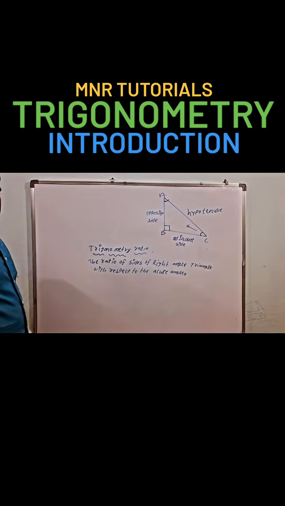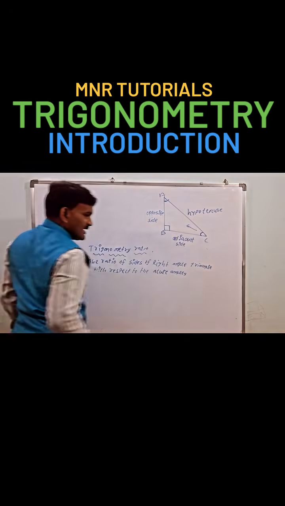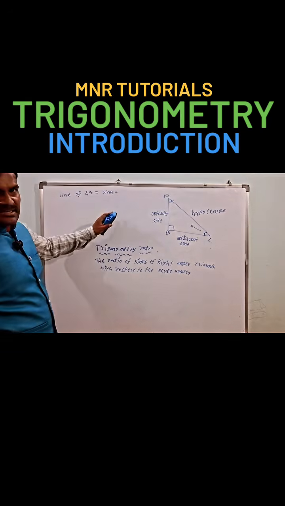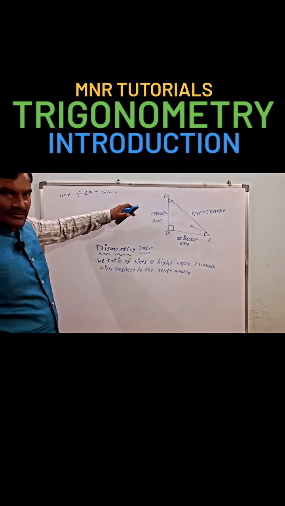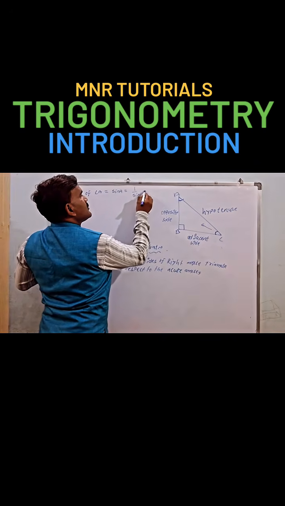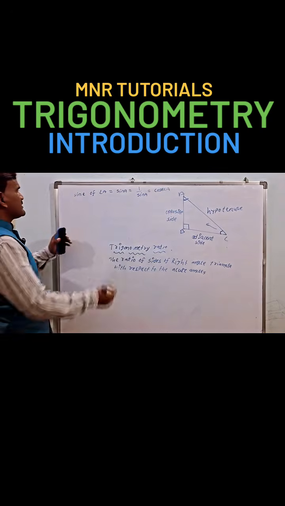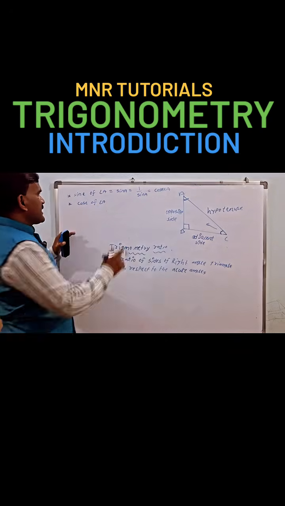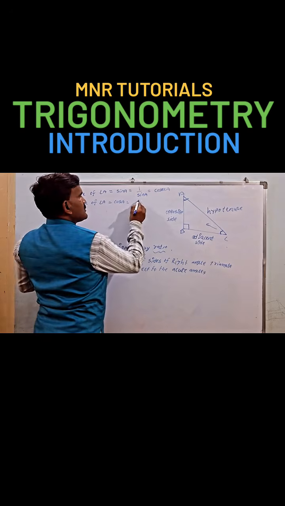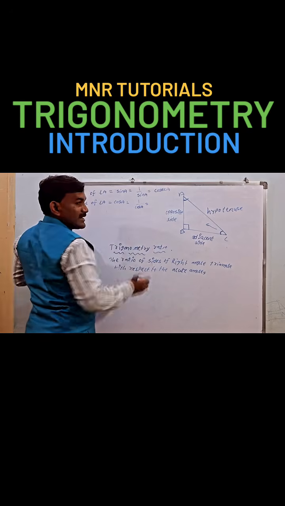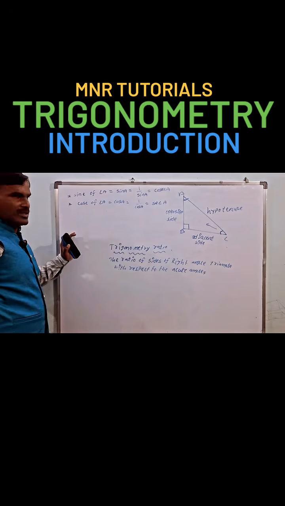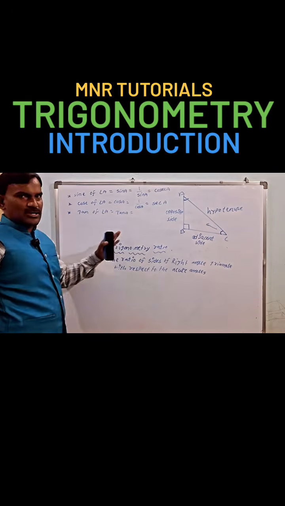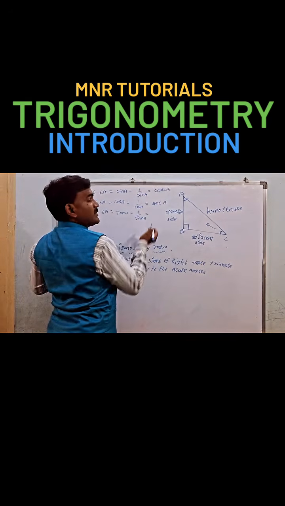Now we should write the trigonometric ratios. For example, students, sine of angle A we write as sin A. The reciprocal of sin A we write as cosec A. Next, cos of angle A we write as cos A. The reciprocal of cos A we write as secant A, or sec A. Next, tan of angle A we write as tan A. The reciprocal of tan A we write as cot A.